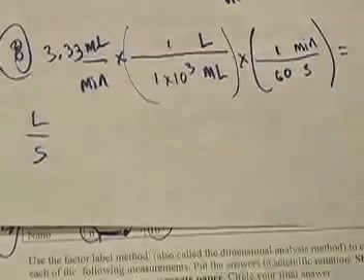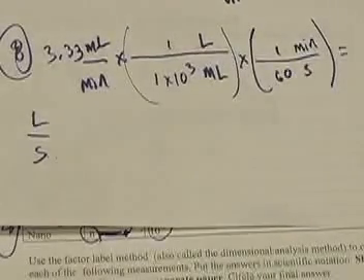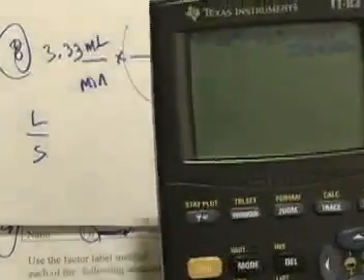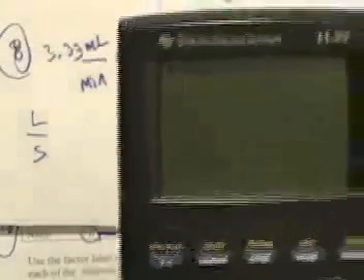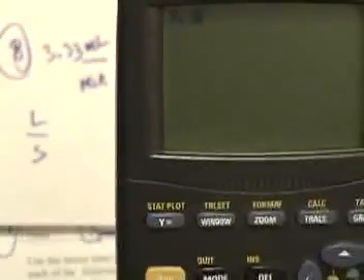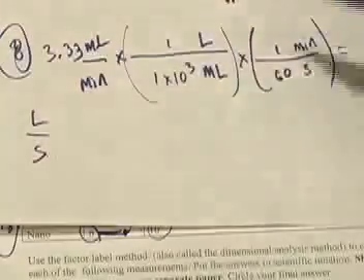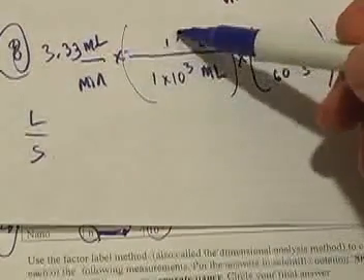Now let's put this one into our calculator as well, because sometimes this is a little bit more difficult for people, once again, just like we did in the last one. So we first of all type in 3.33, and then if you look here, it's times 1, so I'm not going to put that in.